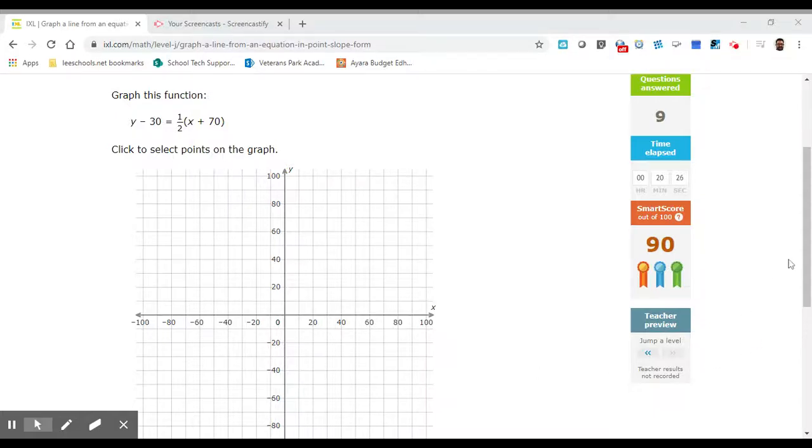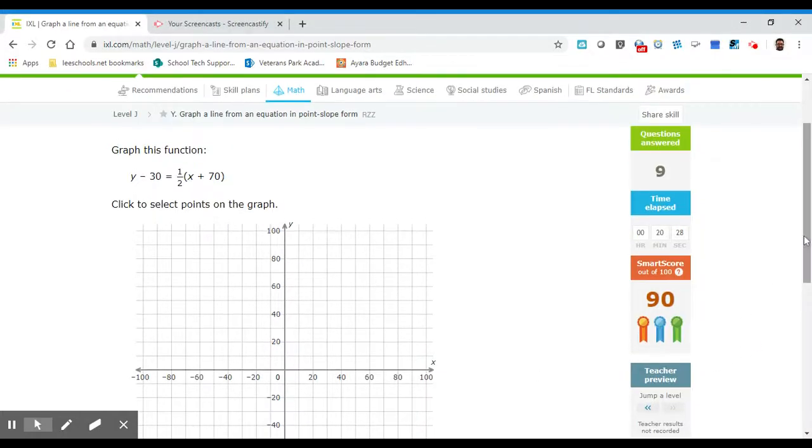Right, we are working on the 90 to 100 level on graph a line from an equation in point slope form. And this is code RZZ. And here is your problem. It says graph this function y minus 30 equals 1/2 parentheses x plus 70. And click this to select the points on the graph.